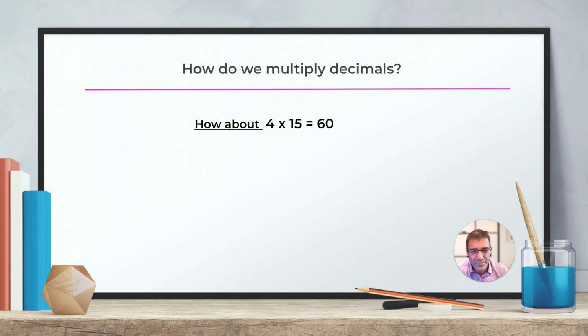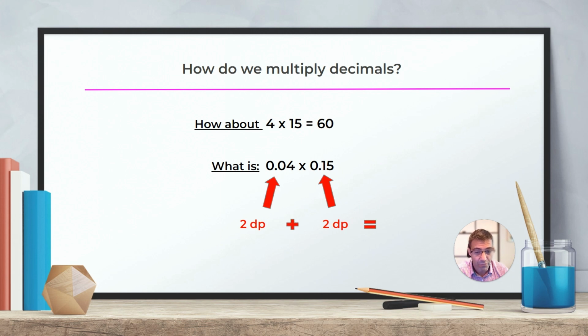Now 4 times 15, there's a 0 at the end. How does that work? Well, let's do 0.04 times 0.15. We can all agree on the fact that the first number has 2 decimal points. The second number also has 2 decimal points. So if we add those together, we should get 4 decimal points. So our answer will have 4 decimal points.